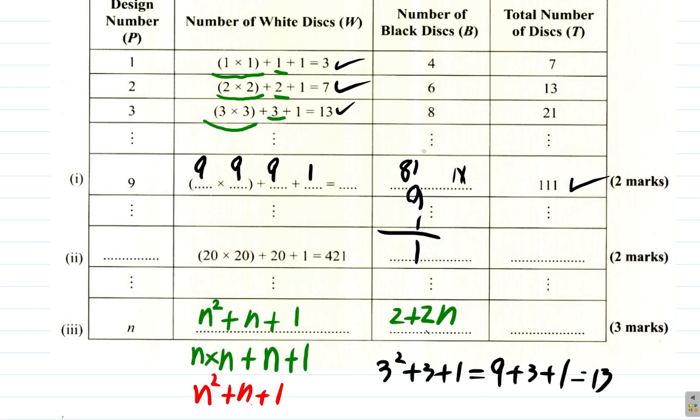11, bring down the 1, carry 1. 8 and 1 is 9. So this should be 91 then. Alright.